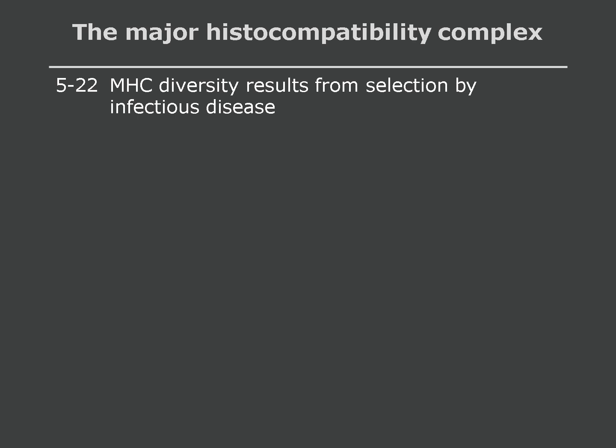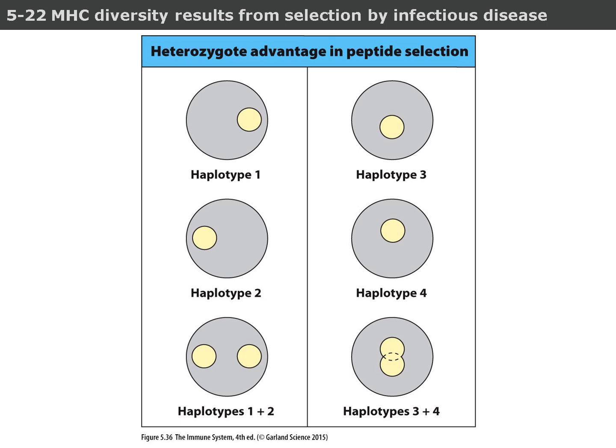MHC diversity results from selection by infectious disease. This slide illustrates the concept of heterozygote advantage in MHC diversity, particularly in the context of peptide selection. Each circle represents the range of peptides that a specific MHC haplotype can present. Haplotypes 1, 2, 3, and 4 each bind a distinct but limited set of peptides. When individuals inherit two different MHC haplotypes, such as haplotypes 1 and 2, they gain a broader repertoire of peptide recognition, shown by the presence of two non-overlapping circles.